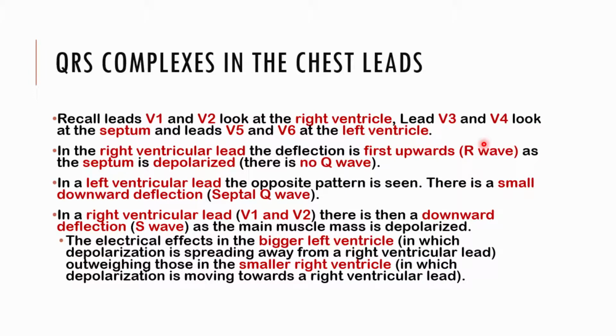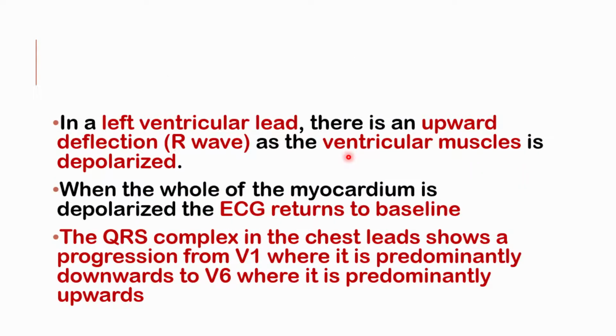Then in this same V1 and V2, because the impulse is moving away from these leads, there won't be any Q wave. Or if there's a Q wave, it's very subtle. In the left ventricular leads, that's V3, V4 and V5, there's pretty much going to be an upward deflection, which is the R wave. This represents depolarization of the ventricular muscle. And remember, when the whole myocardium is depolarized, the ECG will eventually return to its baseline.